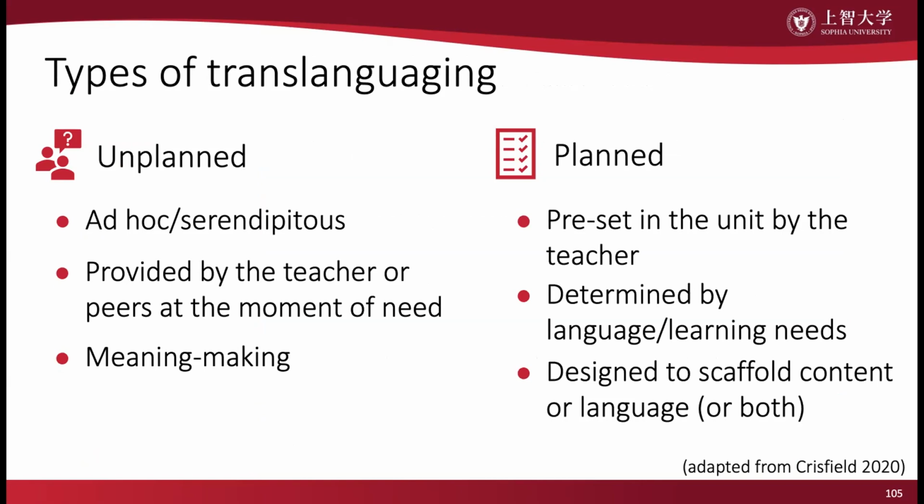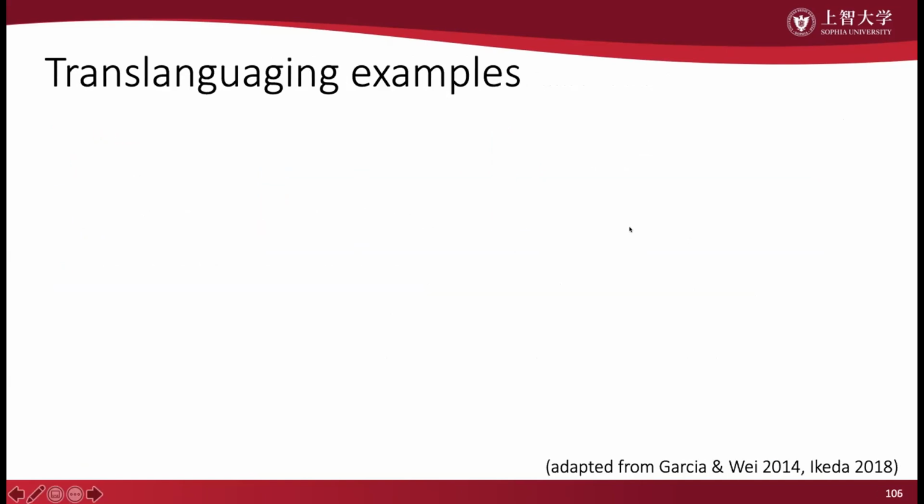And this is designed in a way to scaffold the content or the language or both. So what does that look like in practice? So here are some common examples of translanguaging tasks. So first, let's talk about translanguaging from English to Japanese.